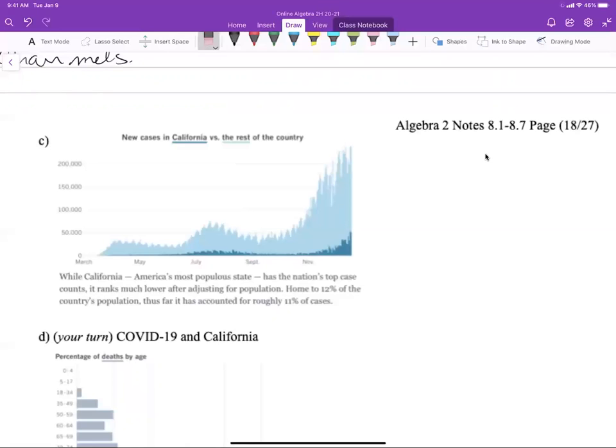While California, America's most populous state, has the nation's top case count, it ranks much lower after adjusting for population. Home to 12% of the country's population, thus far it has accounted for roughly 11% of the cases. So this graph is not actually population adjusted. What it's saying is right about here, you can look at this, this is approximately 50,000 new cases.